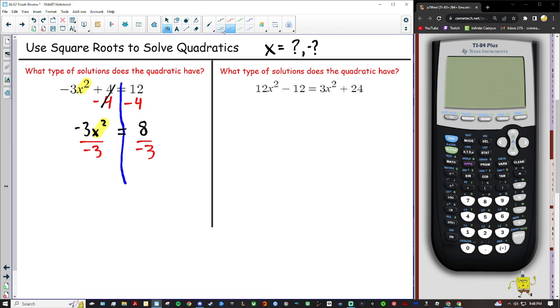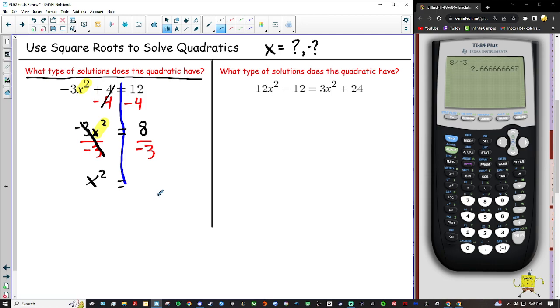Now, when we divide both sides by negative 3, this cancels out, and we're left with just x squared equals 8 over negative 3. Now, in this specific example, we're going to get a gross, nasty decimal, but our goal here is not necessarily finding our two solutions. We want to know what type of solutions the quadratic has.